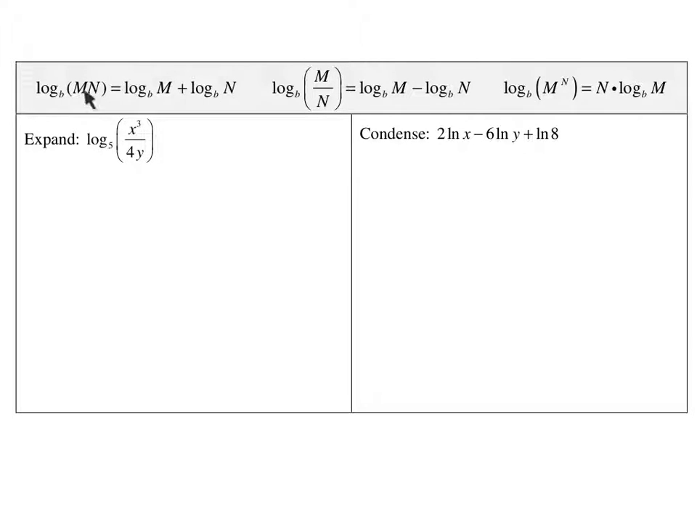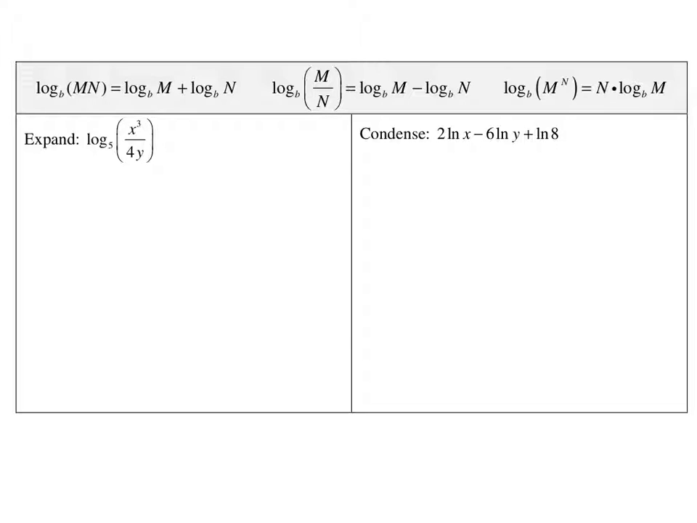If I have a log and inside the log I have two things multiplied, you're allowed to separate it with a plus and make two separate logs with the plus. If you have two things inside of a log that are divided, you're allowed to separate it and put a minus between. And if you have a power in a log, you are allowed to take that power and put it in front of the log. Three properties that you just kind of got to recognize and apply.